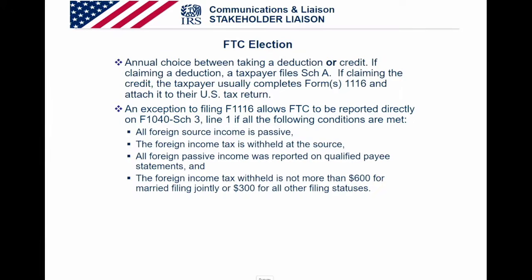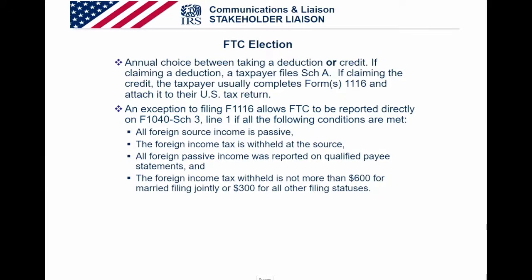There is an exception to having to attach or file a Form 1116. If the following conditions are met, the taxpayer can claim the foreign tax credit without having to attach the Form 1116. And so these are the 4 conditions, and they must all be met for this exception to apply. All foreign source income is passive, such as interest income or dividend income. The foreign income tax is withheld at source.